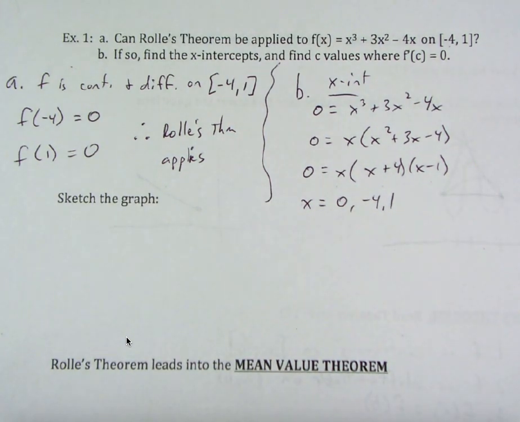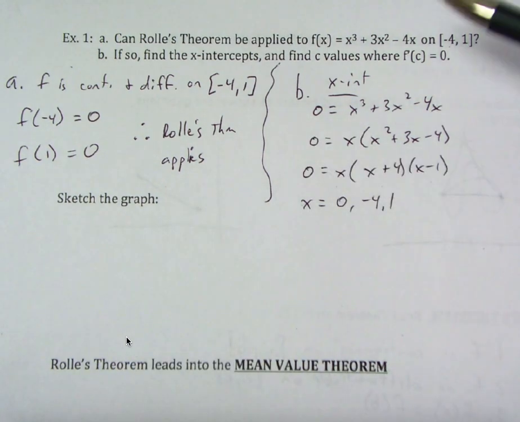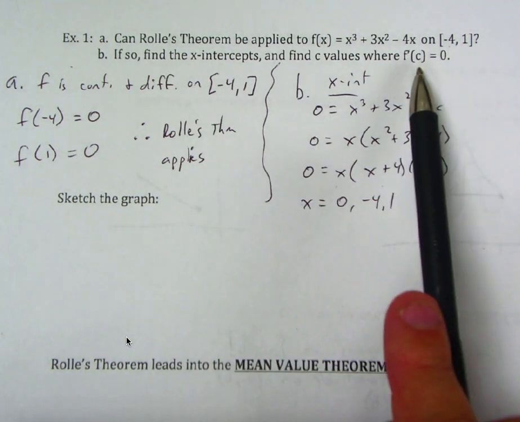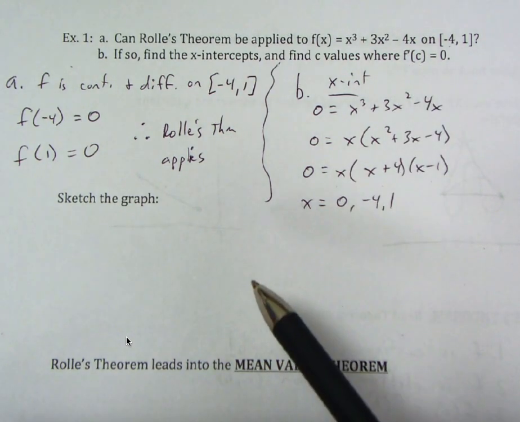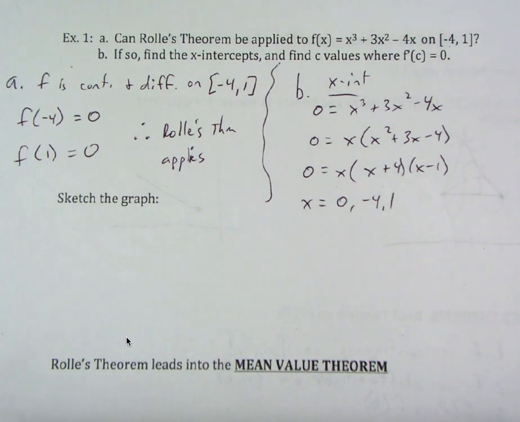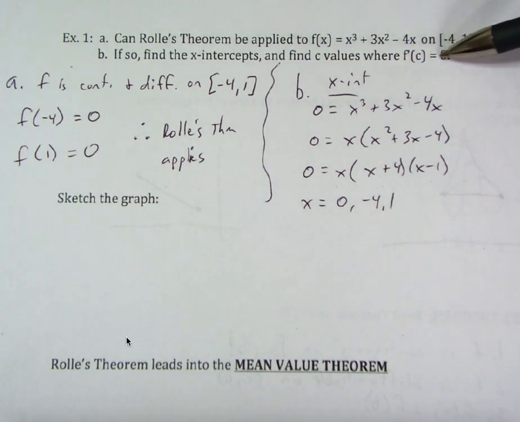And the next thing we want to find, well, we know it's a cubic function. You know, it's going to have like 2 humps in it. Essentially, by knowing Rolle's theorem applies, we can figure out where those humps actually occur. Instead of just drawing a rough sketch, we can pretty much find exactly where those humps are. So it says, find c values where f prime of c equals 0.